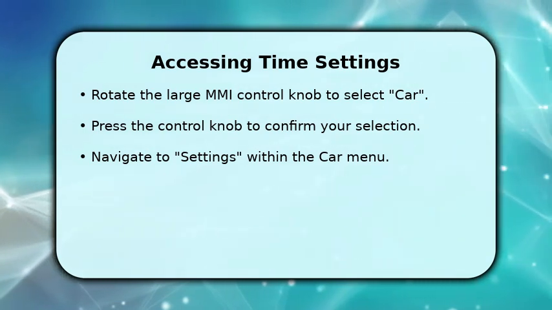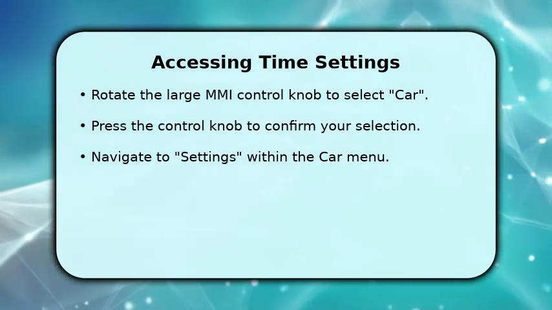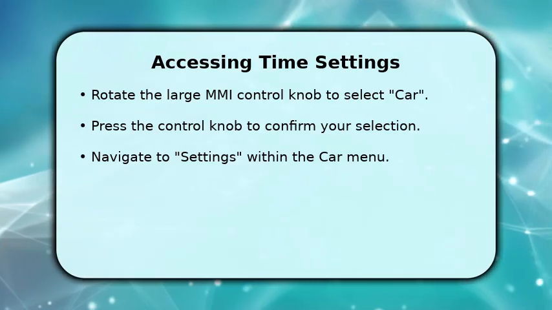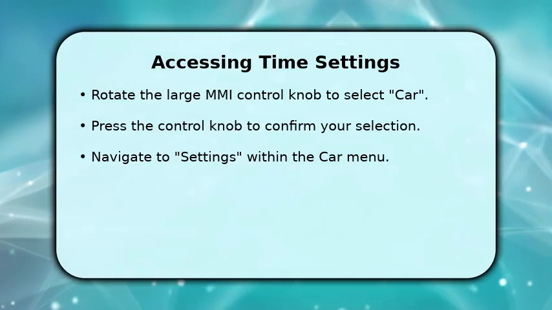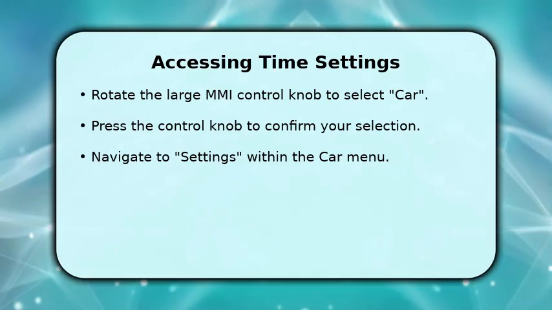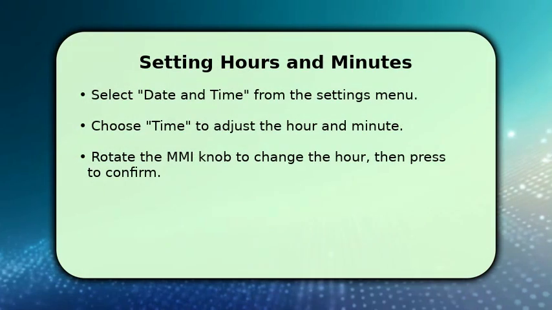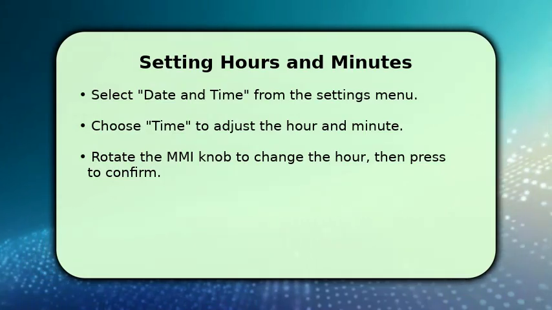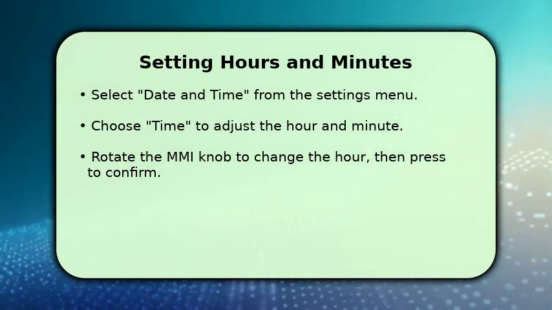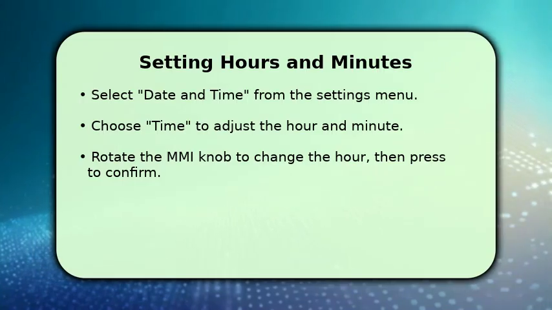From the car menu, you will then need to scroll down and select Settings. This will open up a new submenu where you can find various vehicle adjustments, including the clock. Within the Settings menu, locate and select Date and Time. Then, choose Time to begin your adjustments.